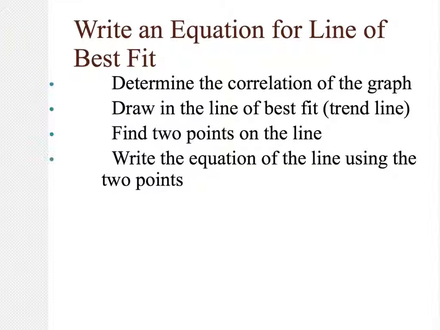If we draw the line, we can also write an equation for that line of best fit. So to determine the correlation of a graph, draw the line of best fit, or your trend line. Find 2 points on that line and write the equation using the 2 points on the line. We know how to write an equation from 2 points. We need to find the slope, and then we can put it into point-slope form. So that's what we're going to be looking at today.